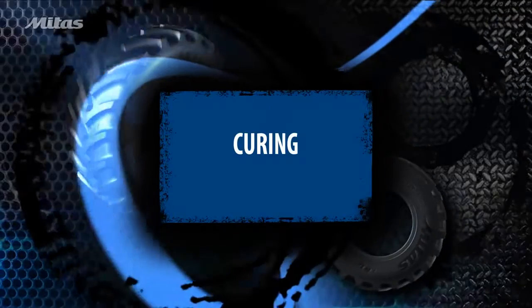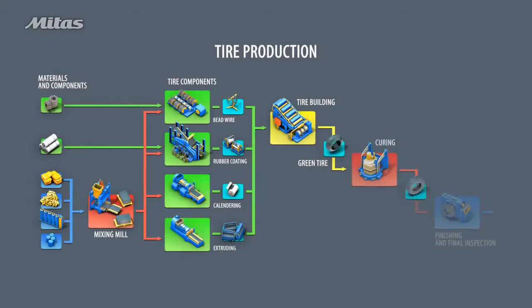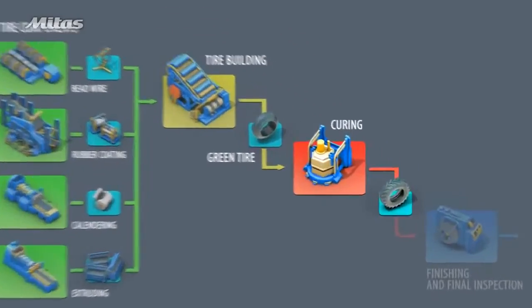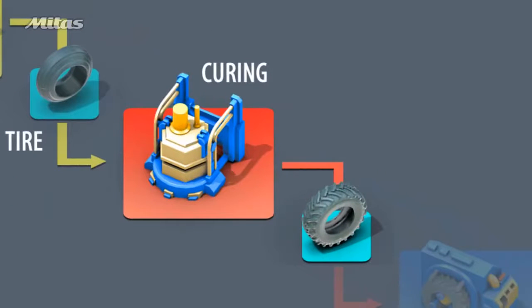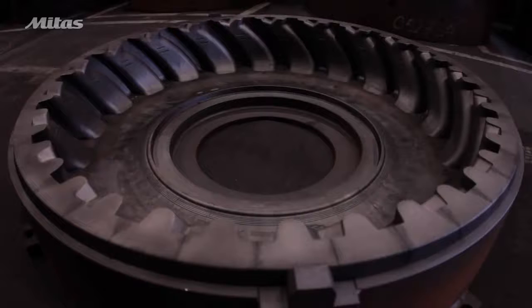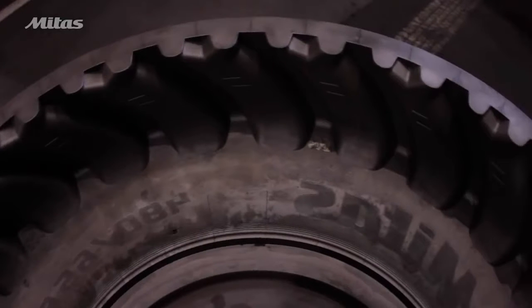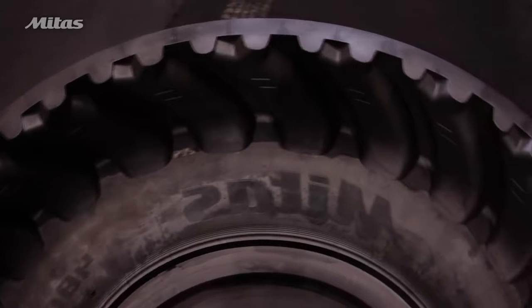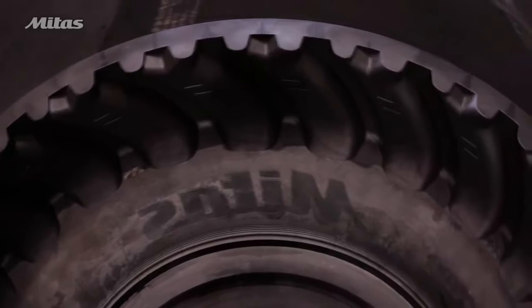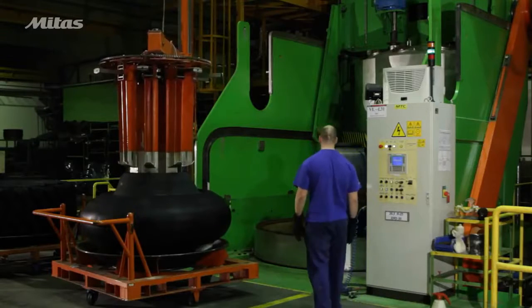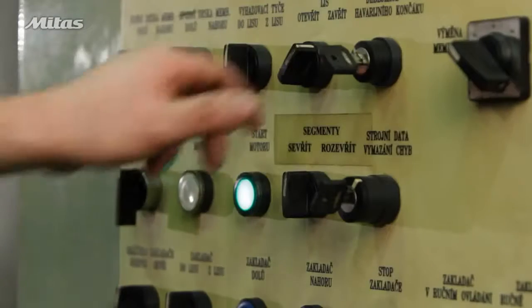Curing of the green tire. After tire building, green tires are cured in a process called vulcanization, in which the tire achieves its final shape and characteristics. This is a tire mold. Prior to curing, the green tire is covered with a solution that helps the green tire fill the mold. The green tire is placed in the curing press.